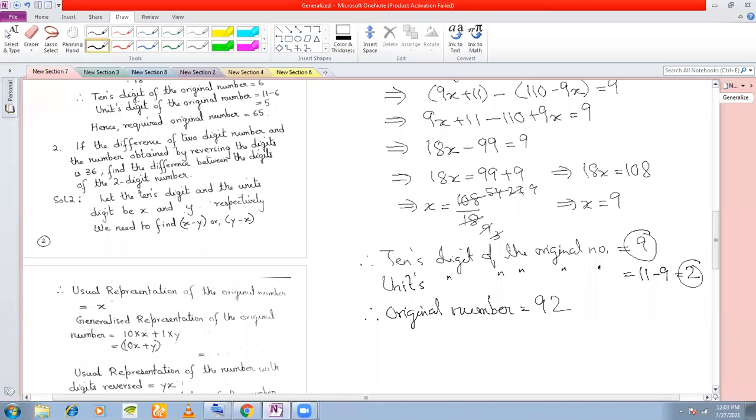Should be 6, no? Okay, fine. This should be 6. My cancellation is wrong here. This should be 54. Should be 9. And then it'll cancel 6 times. So actually, you'll get x as 6. So you're getting x as 6. And the units digit is 11 minus 6, which is 5. So the original number will be 6 because 6 is the tens digit and the units digit is 5. So original number is 65. Is it clear?